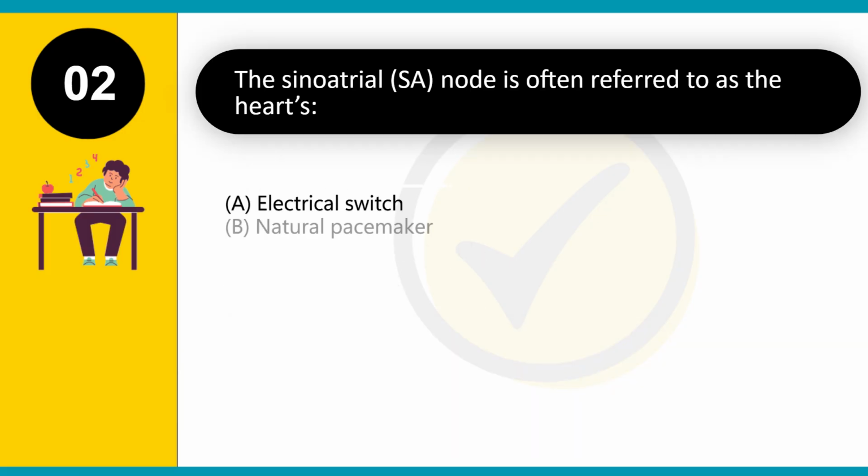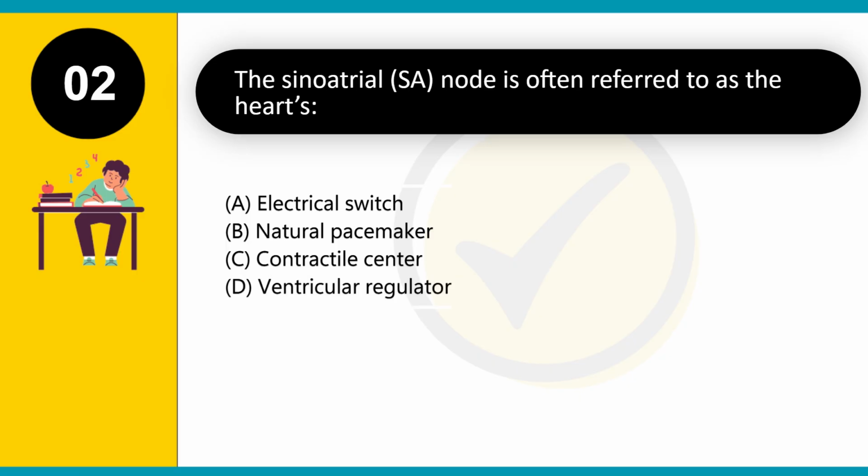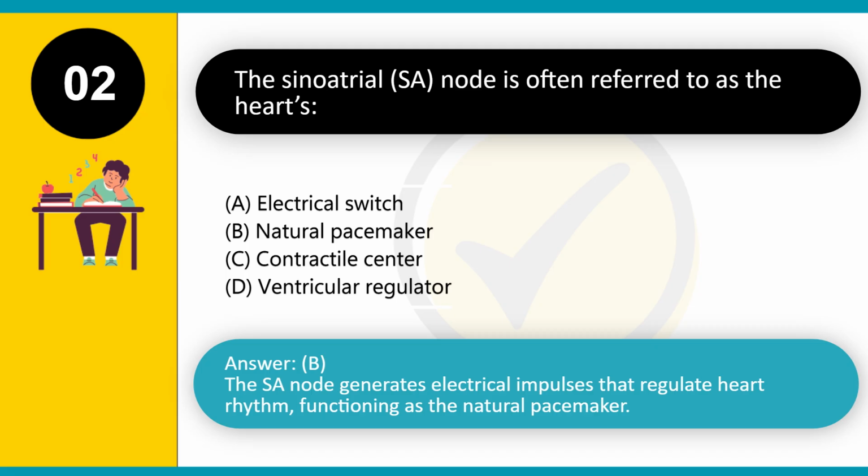The sinoatrial, SA, node is often referred to as the heart's A. Electrical switch. B. Natural pacemaker. C. Contractile center. D. Ventricular regulator. Answer, B. The SA node generates electrical impulses that regulate heart rhythm, functioning as the natural pacemaker.